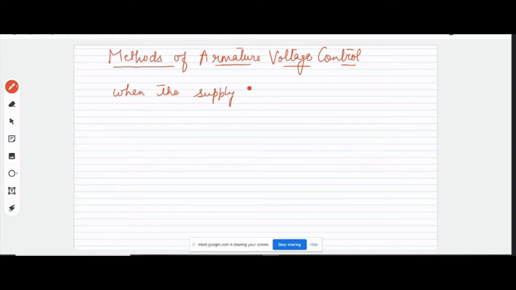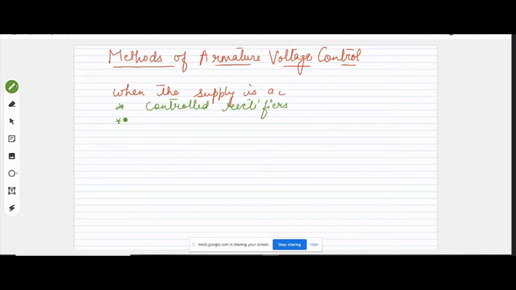So when the supply available is AC, one of the ways is to use the controlled rectifiers, which we discussed. Yes or no? We want to feed the DC motor and we have the AC supply, and we want armature voltage control. So what we can do is use a rectifier as a power modulator in between the two. Yes or no? Yes, sir.